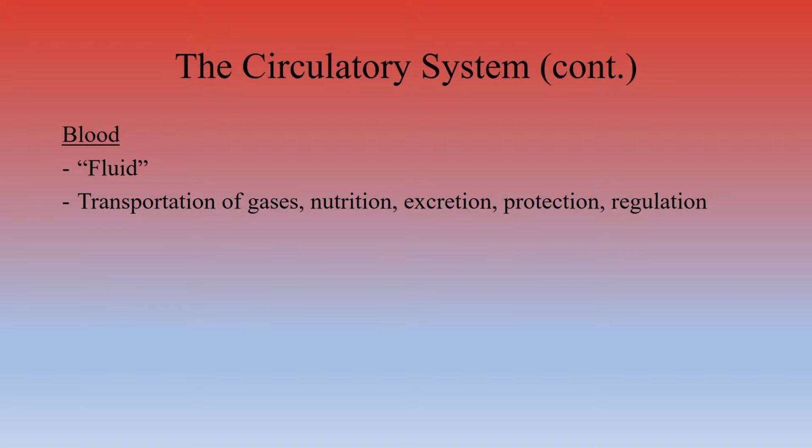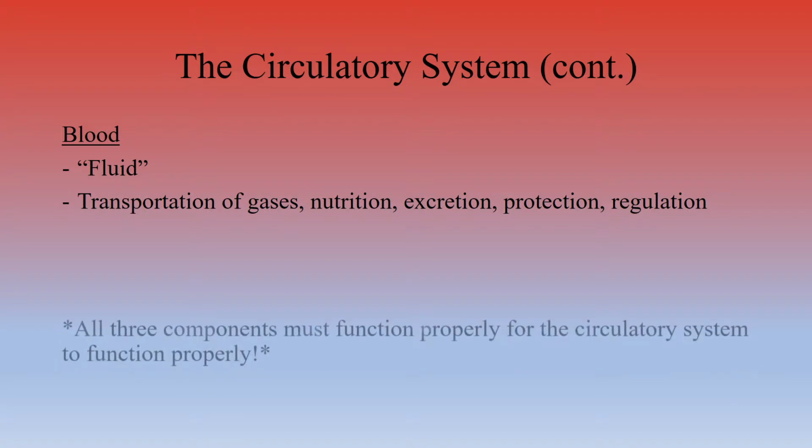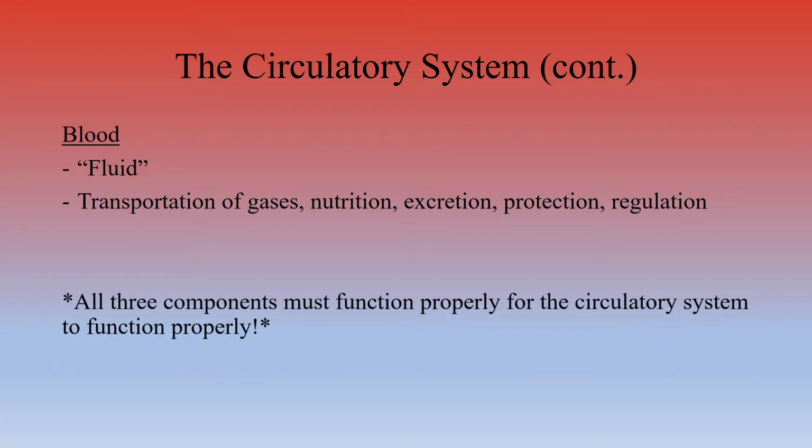And then there is the blood, which is the fluid, and it is responsible for the transportation of gases, nutrition, excretion, protection, and regulation. So these 3 components, the heart, the blood vessels, and the blood, they must function properly for the circulatory system as a whole to function properly.